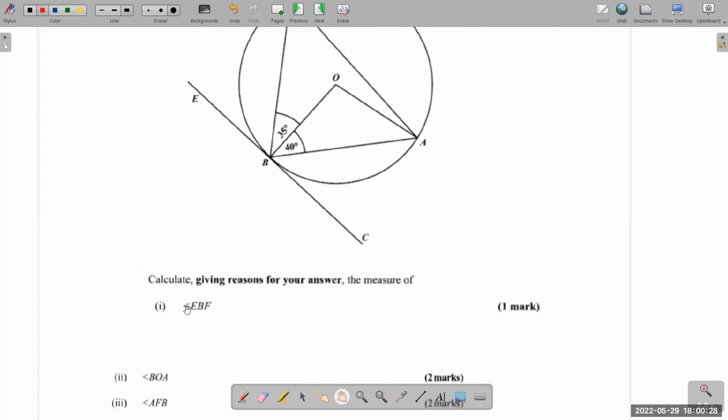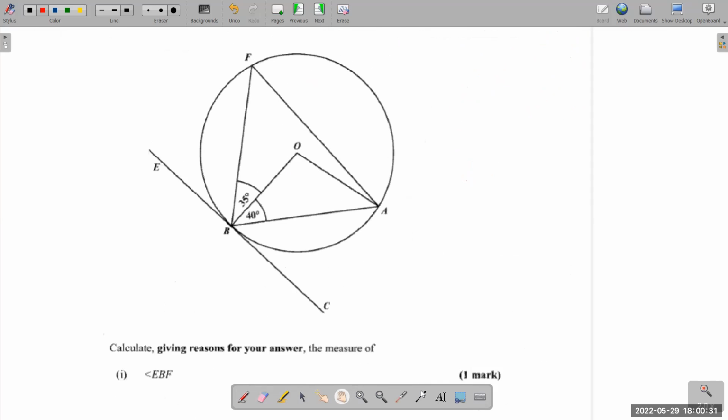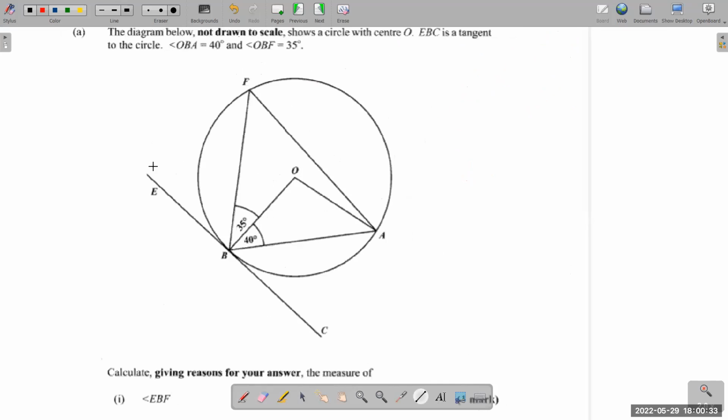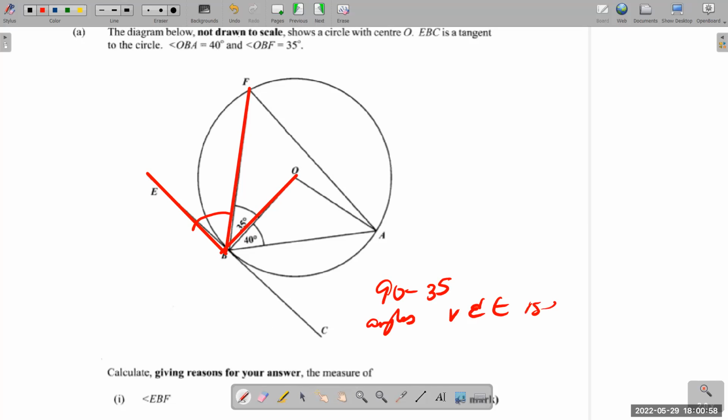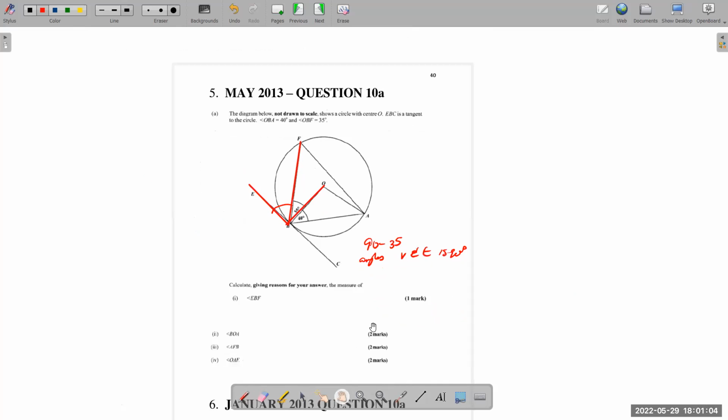So first example, EBF. Where is EBF? Follow the lines. Use your ruler. Where's E? E, that's B. B, where's F? F. Boom. So we need this. We don't know what to do. The angle between the radius and the tangent is 90. So we know EBF, you write what? 90 minus 35. What is the reason for that? The reason is angles between the radius and the tangent is 90 degrees. Everybody realize how easy this one was? Because to be honest, we found every single missing angle, so you know what to do.